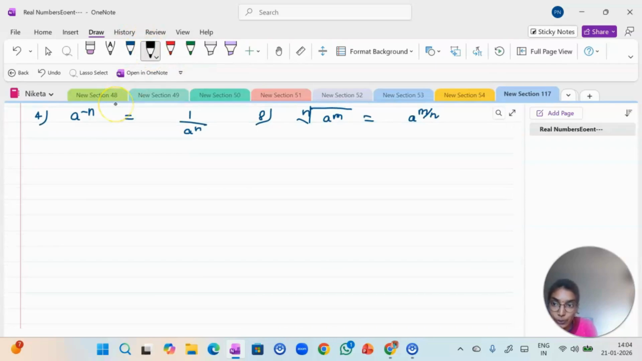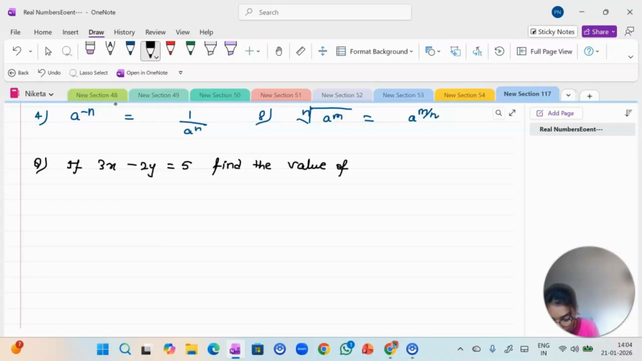Now let's take one question from this one. Suppose if 3x minus 2y is equal to 5, then find the value of 8 to the power x and 4 to the power y. So let's solve this one.